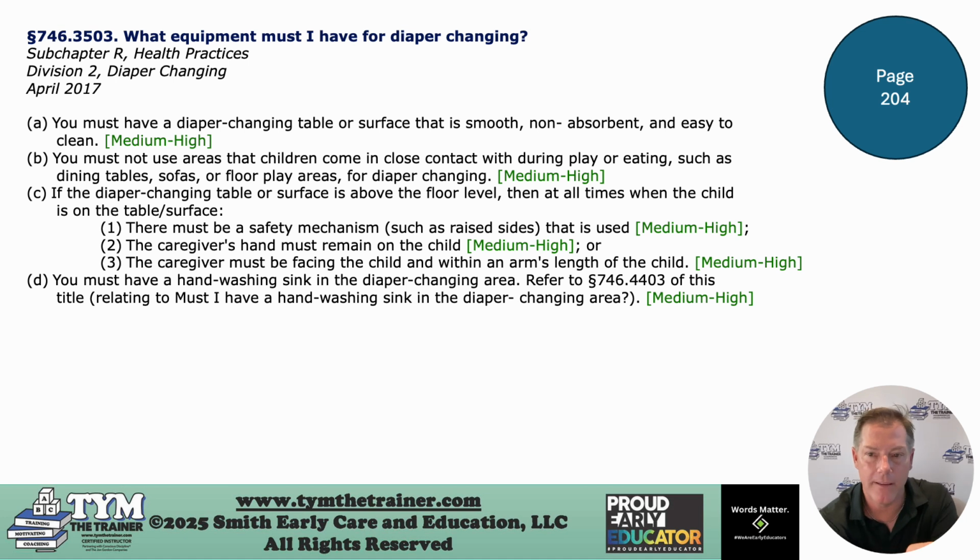Now, when you look at C as in cat under 3503, numbers 1, 2, and 3, I recommend that you change the word "or" to "and." They're using a safety mechanism, their hand stays on the child, and they are within an arm's length. It kind of scares me that that is an "or" and not an "and." And then make sure that you've got that hand washing sink so that they can wash their hands.